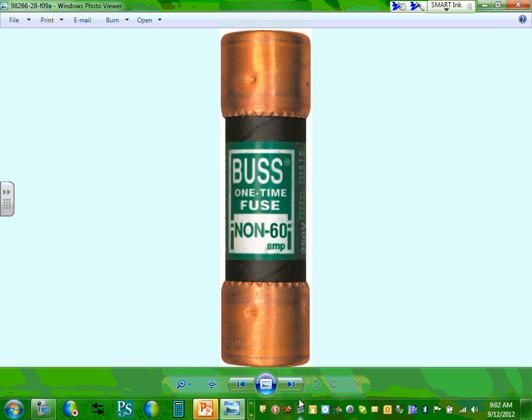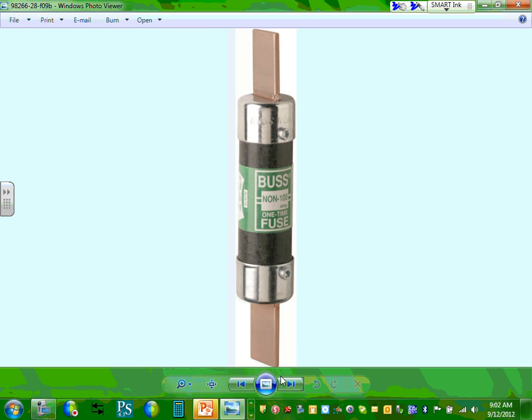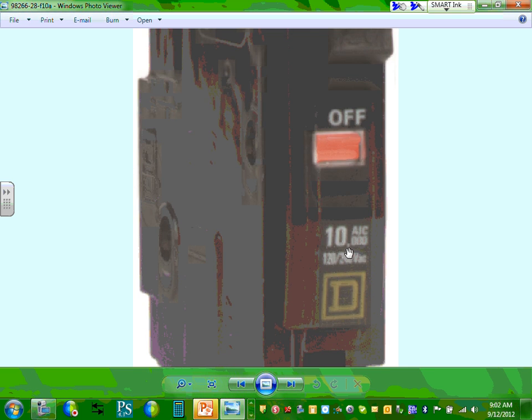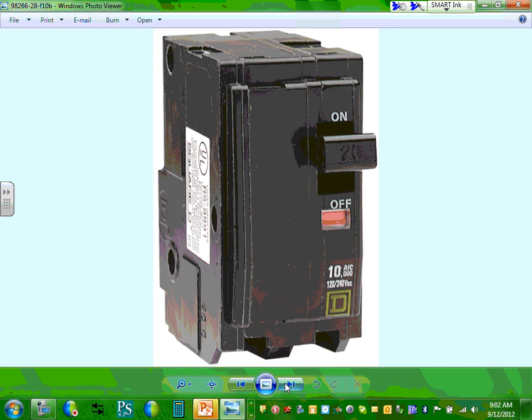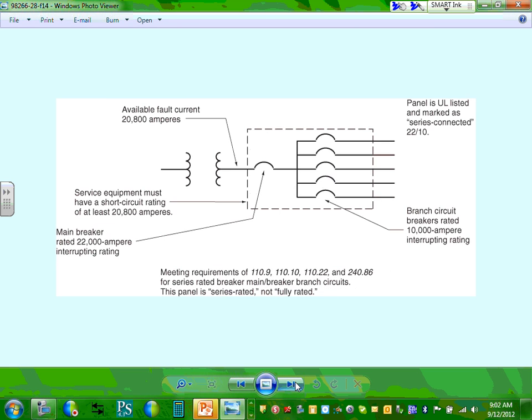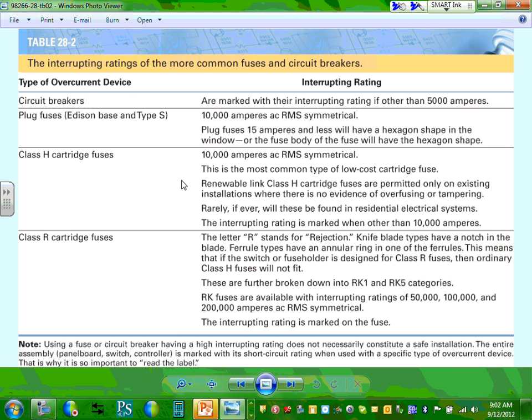So these are the different types of fuses that you can get. I just want to go directly into this circuit breaker. Can you guys see that 10,000? 120/240 tells you the voltage that the circuit breaker is rated for, and it is 2-pole. We talked about series coordination, just as with fuses.